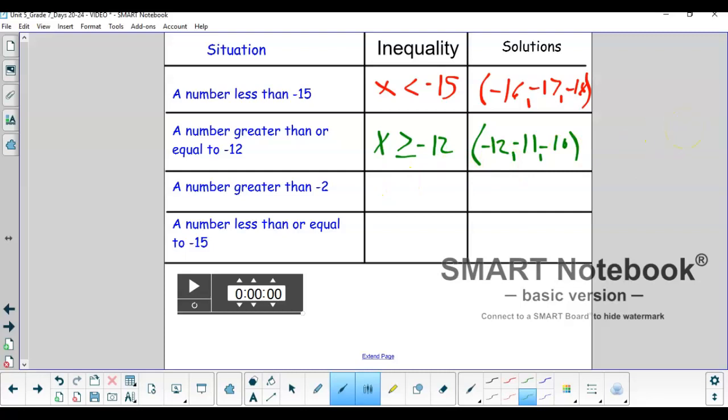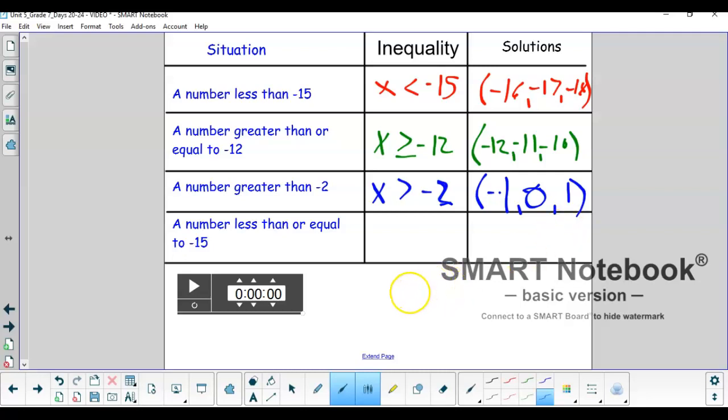The next one here, we have a number that is greater than -2. So again, a variable greater than -2. No need to put the line underneath because it's just greater than. The first integer that is to the right of -2 is -1. And then I could say 0, and then I could say +1.